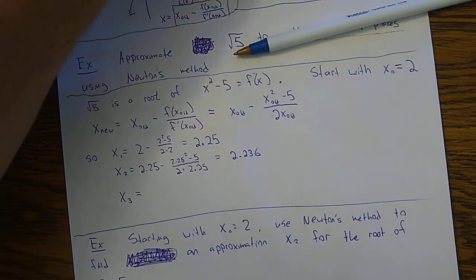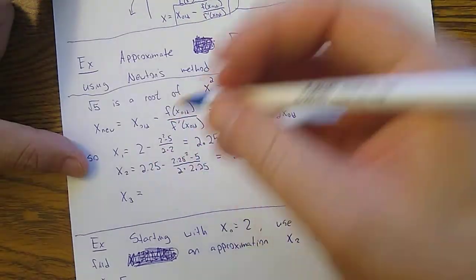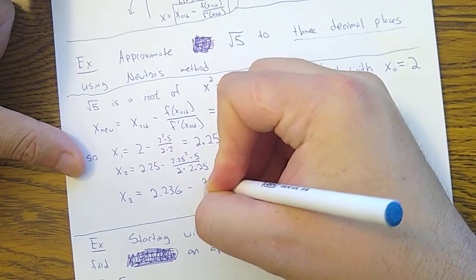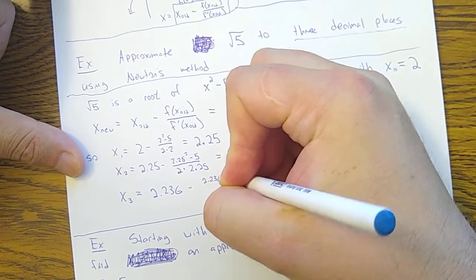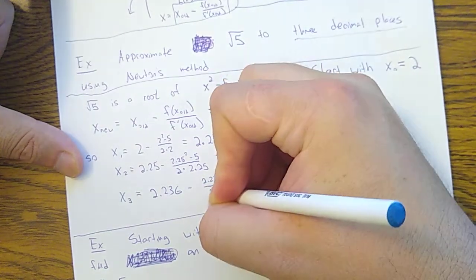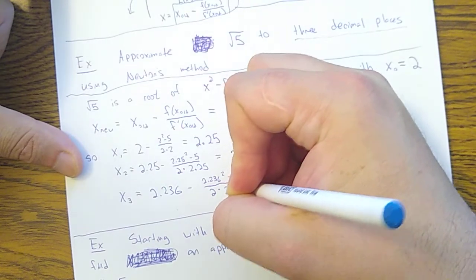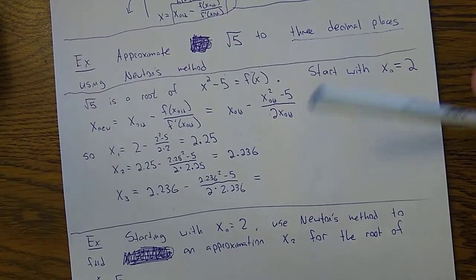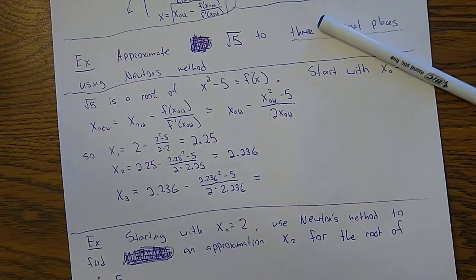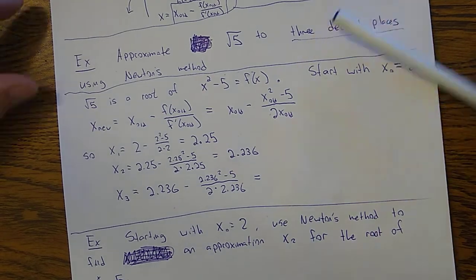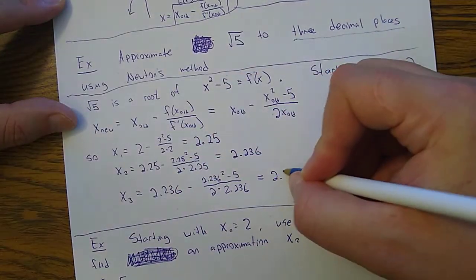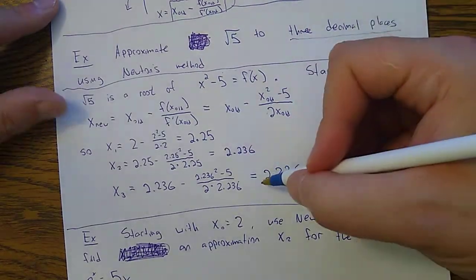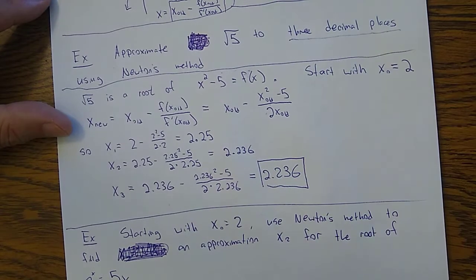So the next one would be 2.236 minus 2.236 squared minus 5 over 2 times 2.236, right? And yeah, you know, at this point I'm getting tired of writing, but when I do that, I get 2.236 again. So I'm already there. I got the same answer twice. So that's it.